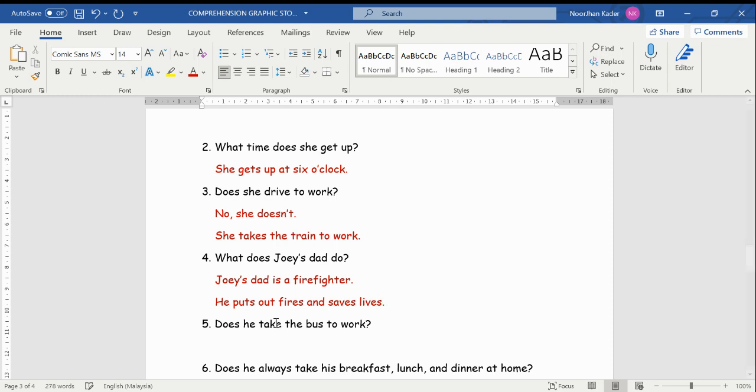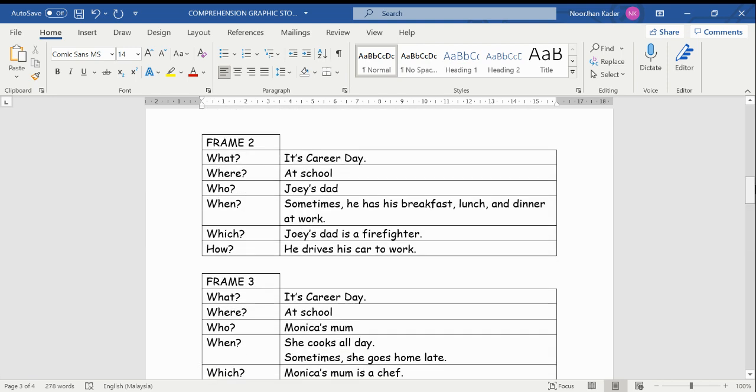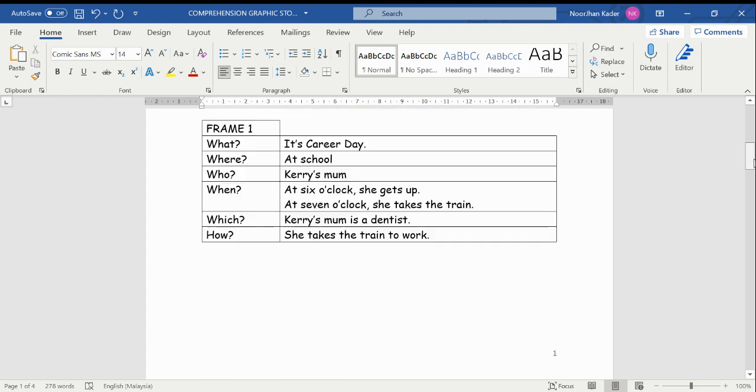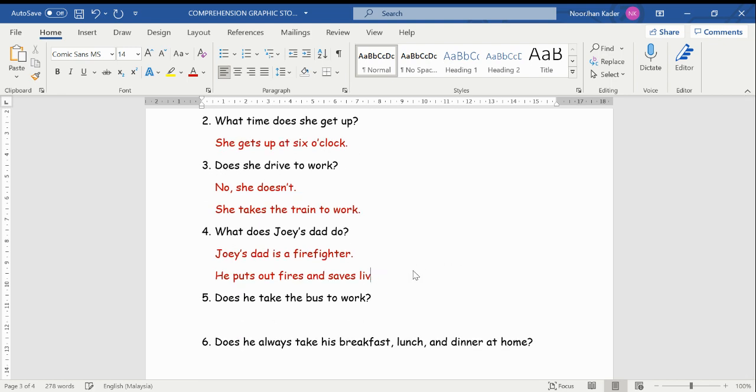Let's check whether that's correct. You have to look at the picture because the answer is here: and saves people. So we have to change it. Actually, it's correct, but when you write answers to comprehension questions, you have to follow what is given in the story or narrative or comprehension passage. He puts out fires and saves people. That is for number 4.